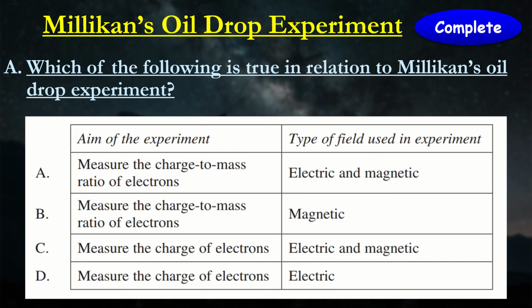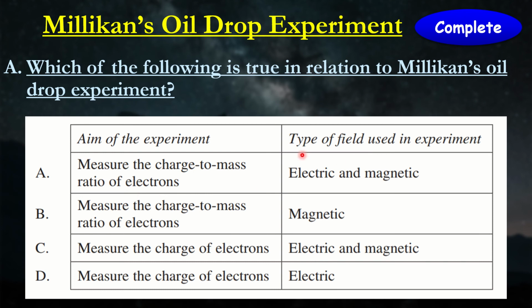So the question we have here is, which of the following is true in relation to Millikan's oil droplet experiment? So what was the aim of that particular experiment? Was it to measure the charge to mass ratio, or the charge of the electron? Well, obviously C and D are the options we're looking at. He only looked at the charge of electrons. Thomson looked at the charge to mass ratio of electrons, and not Millikan.